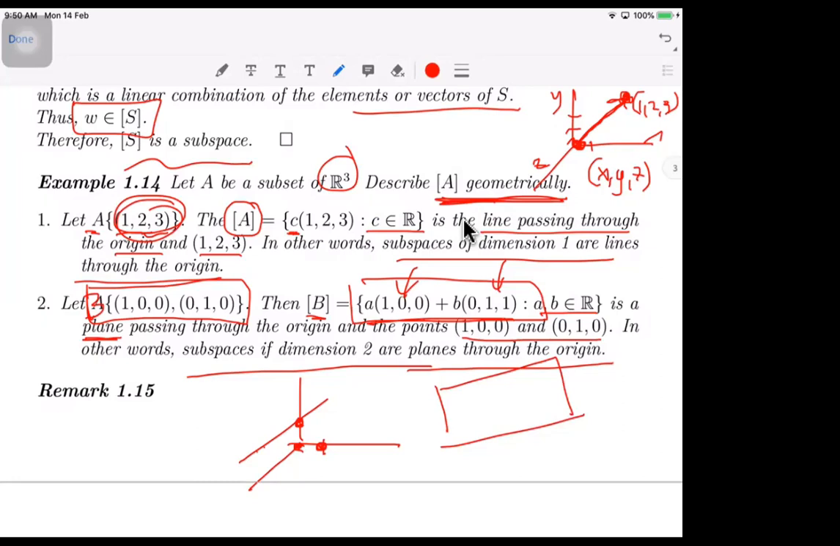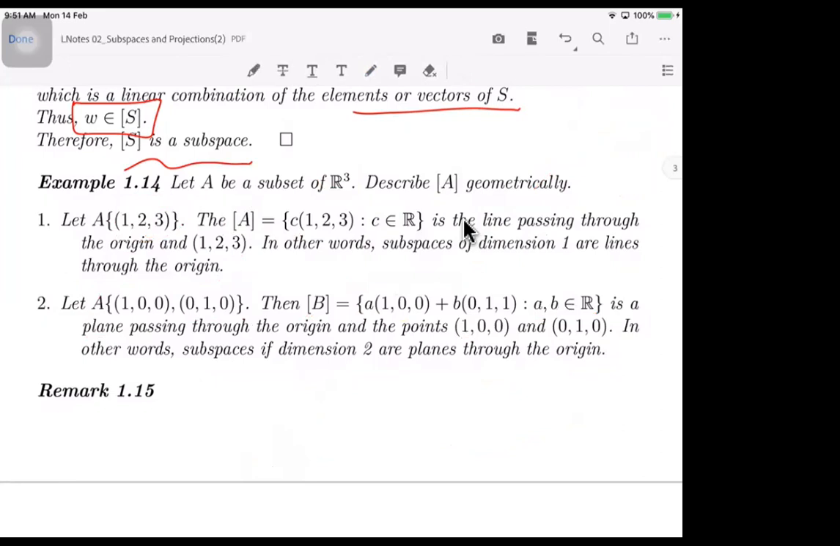Imagine the paper passing through the origin and these two points. I think you can picture it, except it is a plane, a paper passing through the points. So that is span. It can be lines or it can be planes. For higher dimensions, it is hard to imagine. Okay?